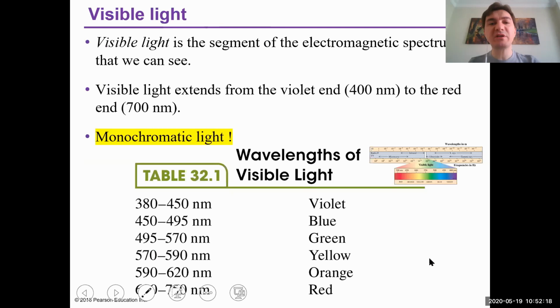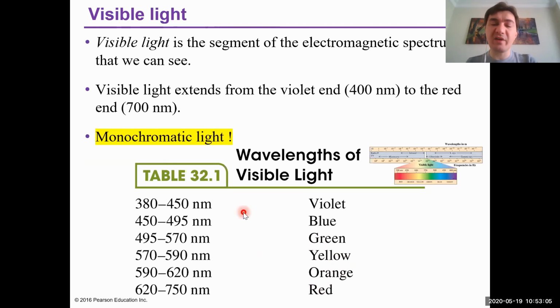So then let me continue with the details of the visible light. Visible light is the segment of the electromagnetic spectrum that we can see. So we can only see that range. So it is important to remind you. So it starts from 400 nanometer and it goes to 700 nanometer, from violet to the red. And we can determine that this wavelength range gives us violet color, this wavelength range gives us blue color, and this one green, yellow, orange, and red.